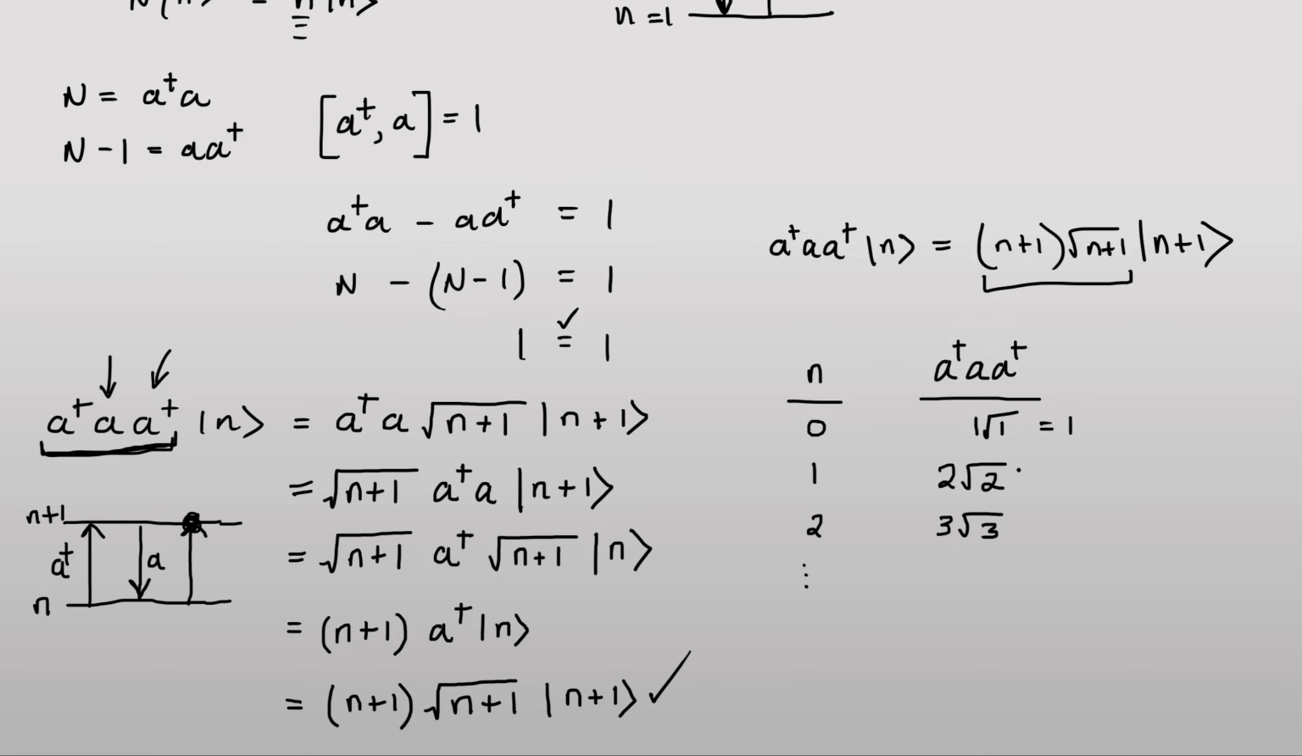And this is equal to 1. Then 2 times the square root of 2. This is a number, some sort of decimal. And we have 3 square root of 3, and then 4 square root of 4, and so on for different starting points in our states.